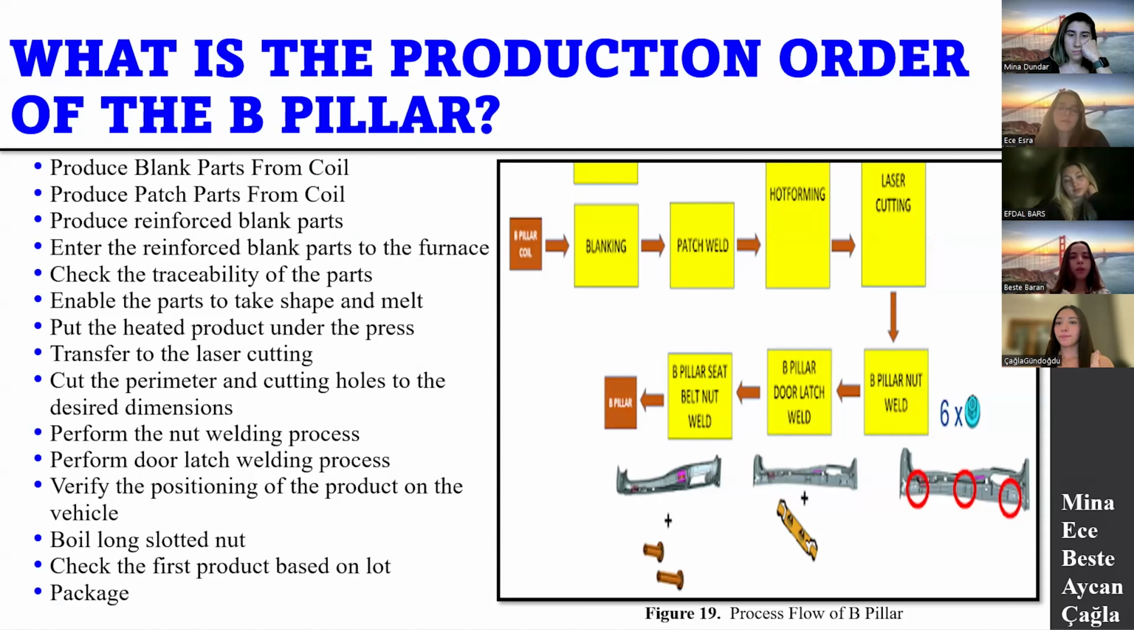Check the traceability of the parts. Enable the parts to take shape and melt, and put the heated product under the press. Then, transfer to the laser cutting. Cut the perimeter and cutting holes to desired dimensions, which leads to the nut welding process.